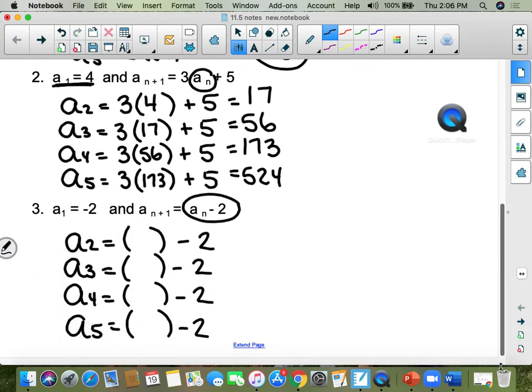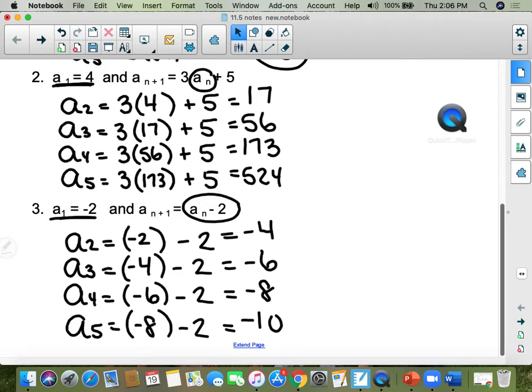I know I need to figure out what my second term is, my third term, my fourth term, and my fifth term. So what goes inside my first set of parentheses? A -2. A -2 and a -2 makes a -4. A -4 goes in here, -6. A -6 goes in here, -8. And a -8 goes in here, it's a -10. And that's all I want you to do for today's assignment. It's called a recursive pattern, putting one inside the other.